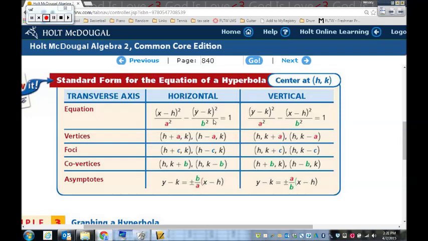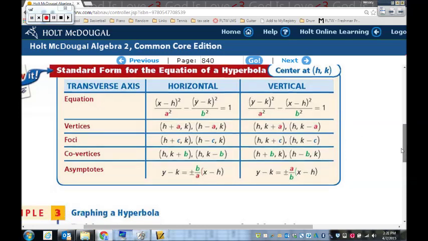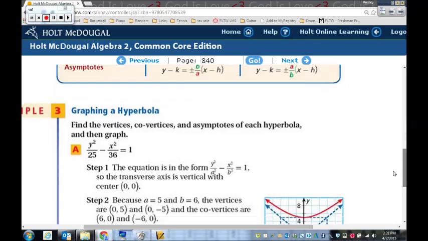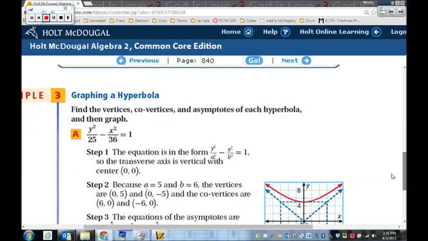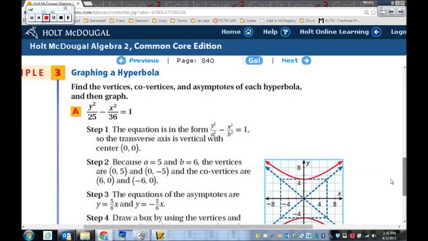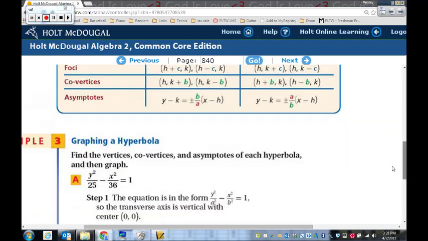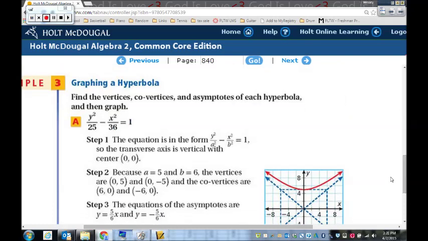You'll notice this chart looks pretty much just like the ellipse chart. The difference again is the equations have minus signs instead of plus signs, and of course we have the asymptotes at the bottom. It says find the vertices, covertices, and asymptotes of each hyperbola, and then graph. We're going to refer back and forth to our chart on this one.